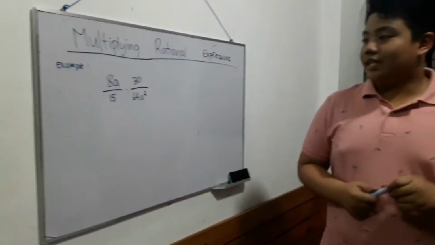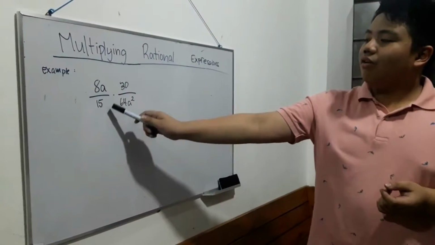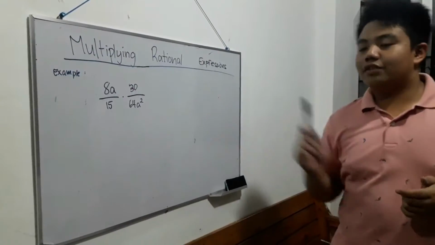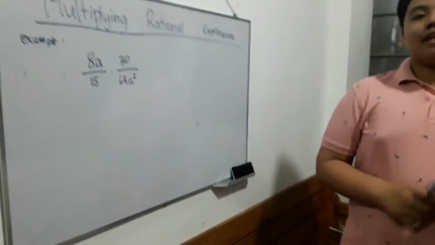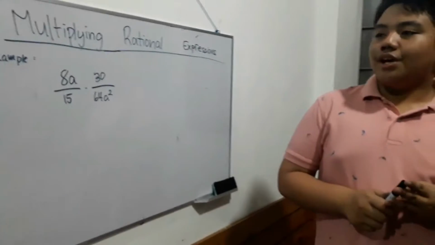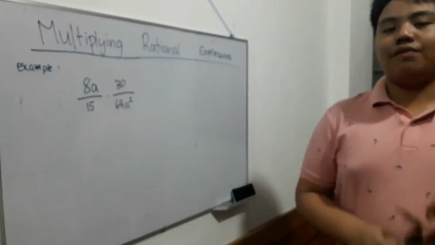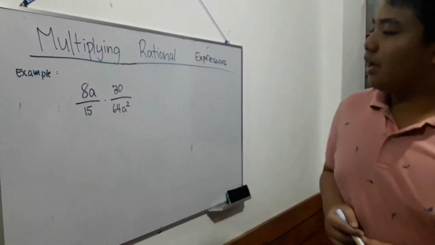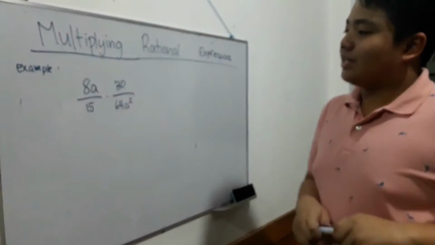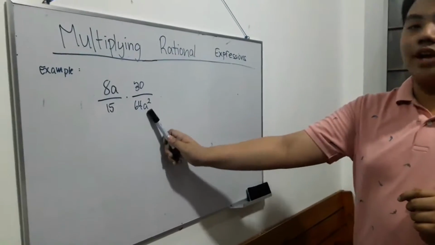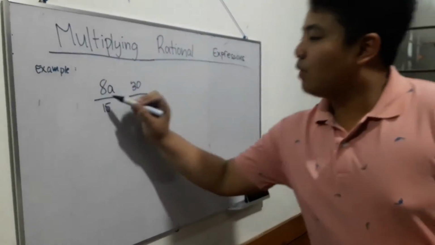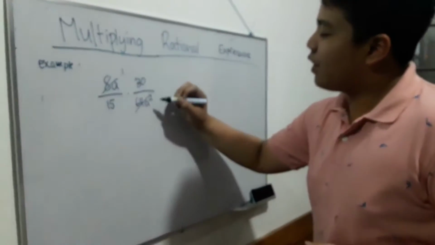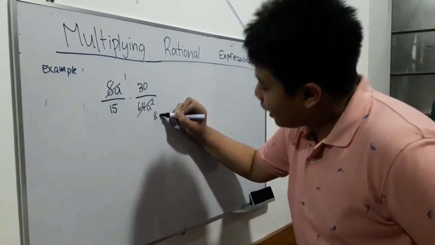Here is my first example. 8a over 15 times 30 over 64a squared. You still have to remember the 3 basic rules. But since you cannot factor and you cannot find the GCF, you have to move to cancellation. Here, you can cancel 8a and 64a squared. And that will give you 8a will become 1 and 64a squared will become 8a.